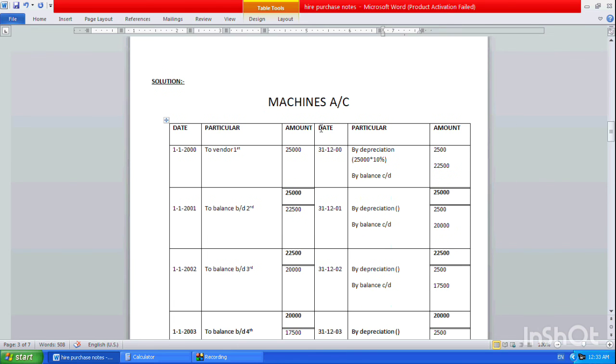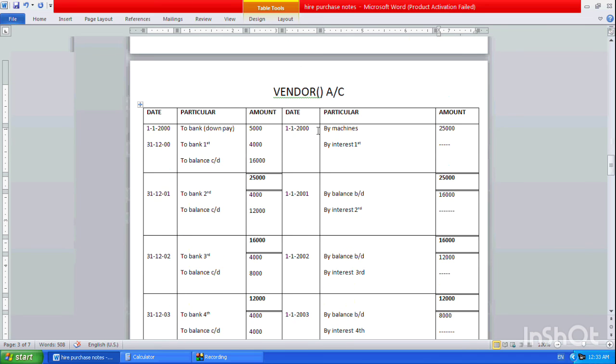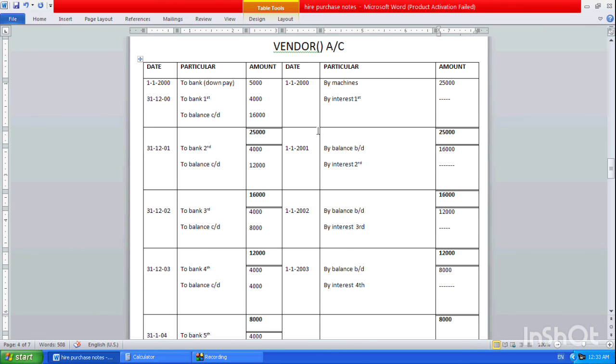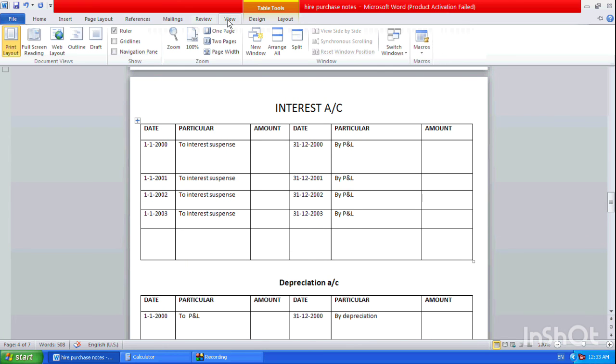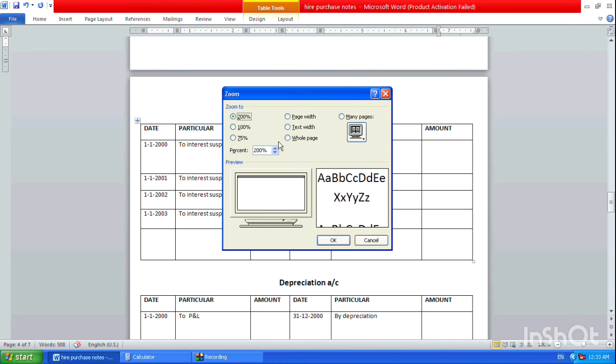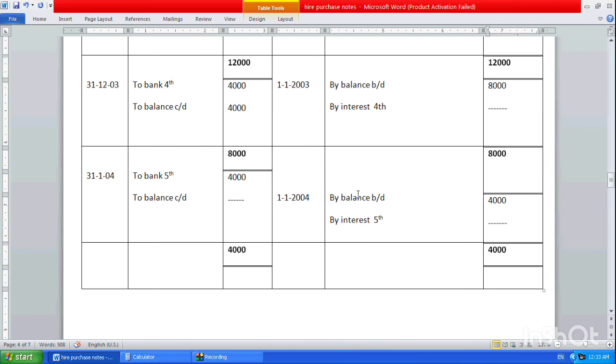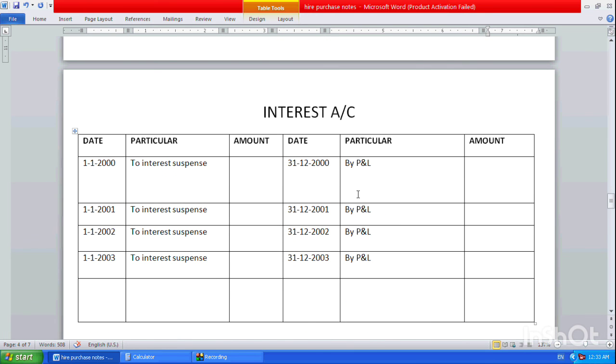Now let's go for the interest account. Okay, this is the vendor account. Now let's go for the interest account. The interest account is very easy. We don't have many entries here, so first we just have to remember the interest amounts. The 1st January 2002 interest suspense and by P&L should be on the credit side according to the general entry. 31st December 2002 also there.